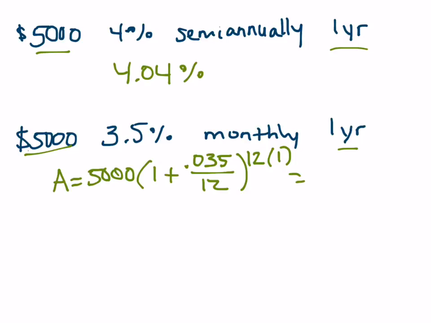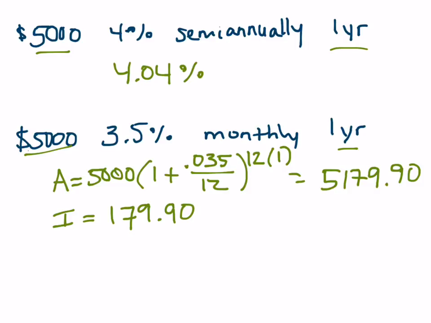And you should get $5,179, and I'll round to the nearest cent, so 90 cents. And that would mean that the interest is that number minus 5,000, so 179.90.